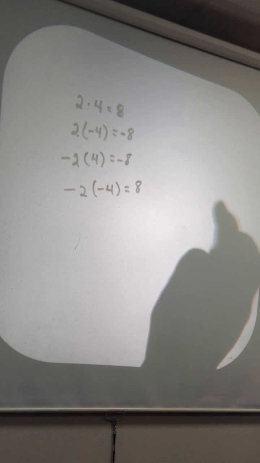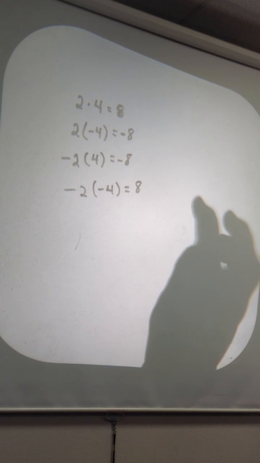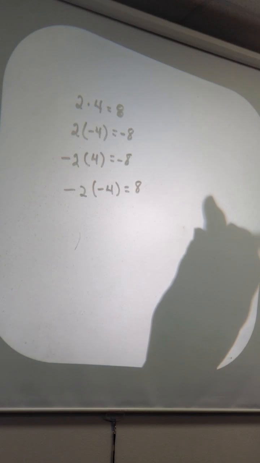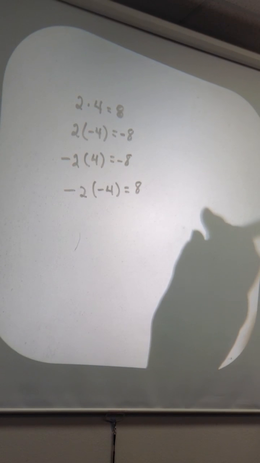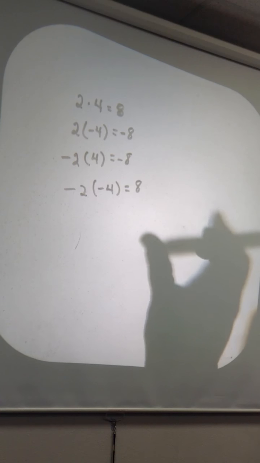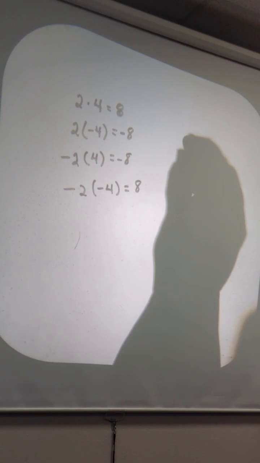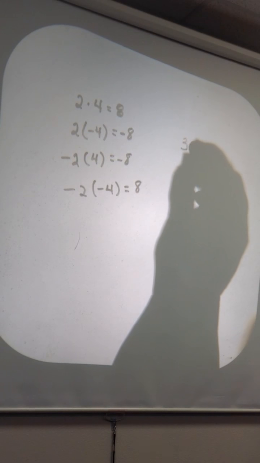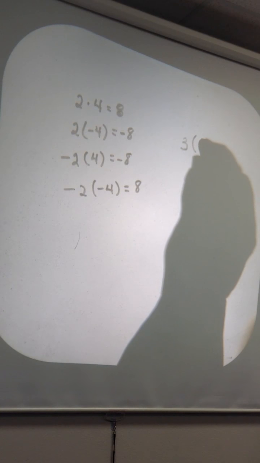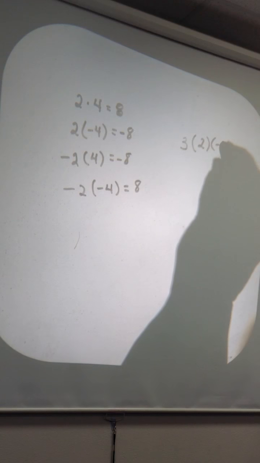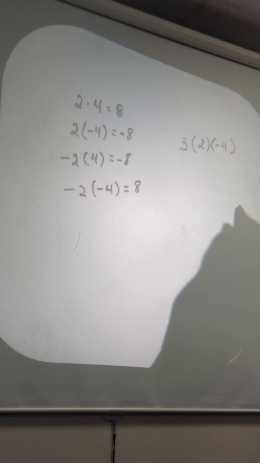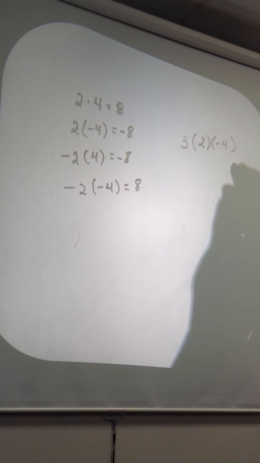If there is an odd number of negative signs, what about your answer? It's negative. If there is an even number of negative signs, what about your answer? It's positive. Tough. Really tough stuff, right? Okay, you guys do this one. We've got 3 times 2 times negative 4. What is that? Negative 24.